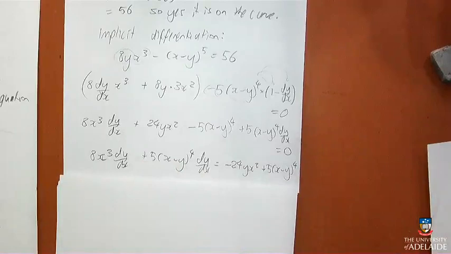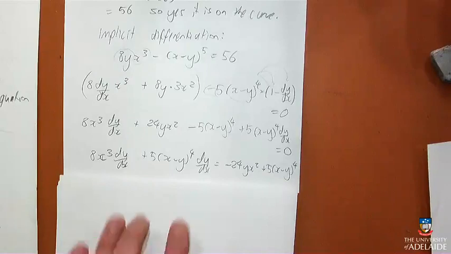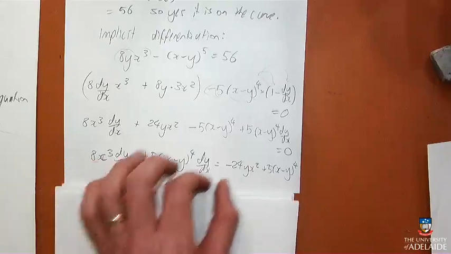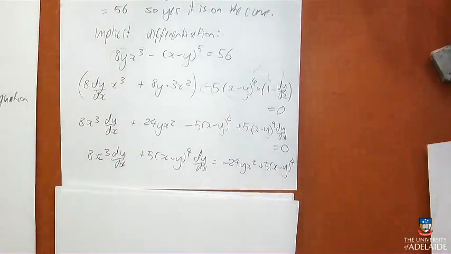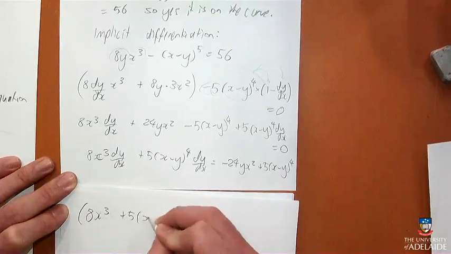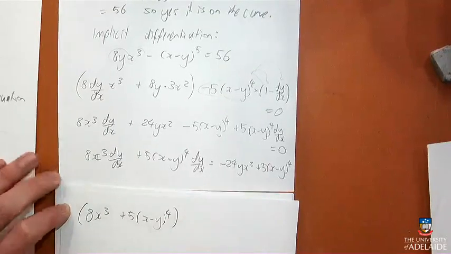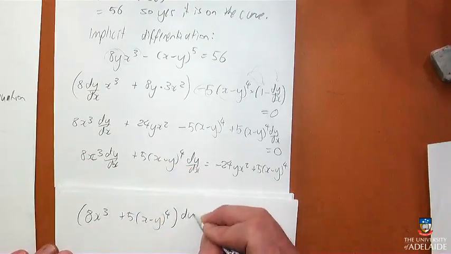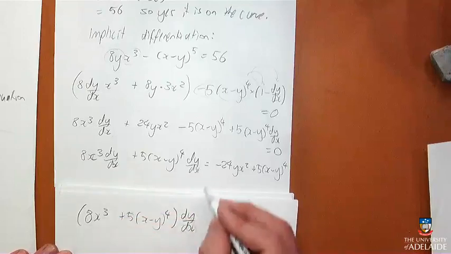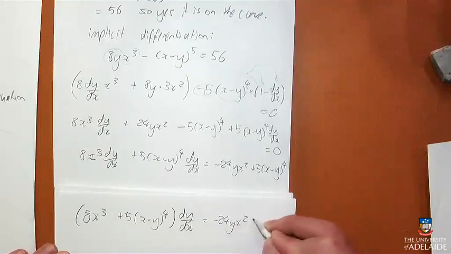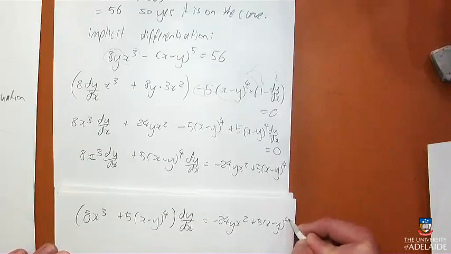Okay, we're doing well. And now I notice both of these terms have a dy over dx. So if I factorize that dy over dx, then there would be only one of them written on the page and it would be easier to see what's going on. So if I remove the dy over dx, these two pieces are what's left. And so I get the dy over dx here. So this times that is the same as this. That works. And I get minus 24yx squared plus 5 times (x minus y) to the 4.